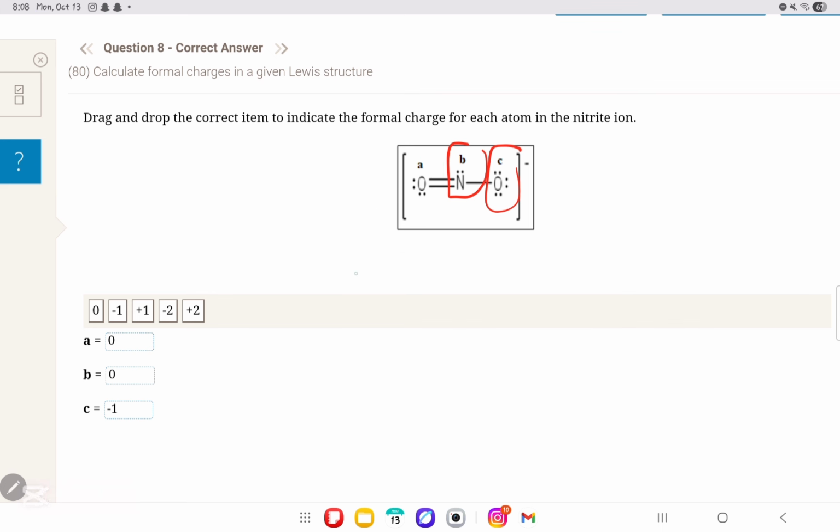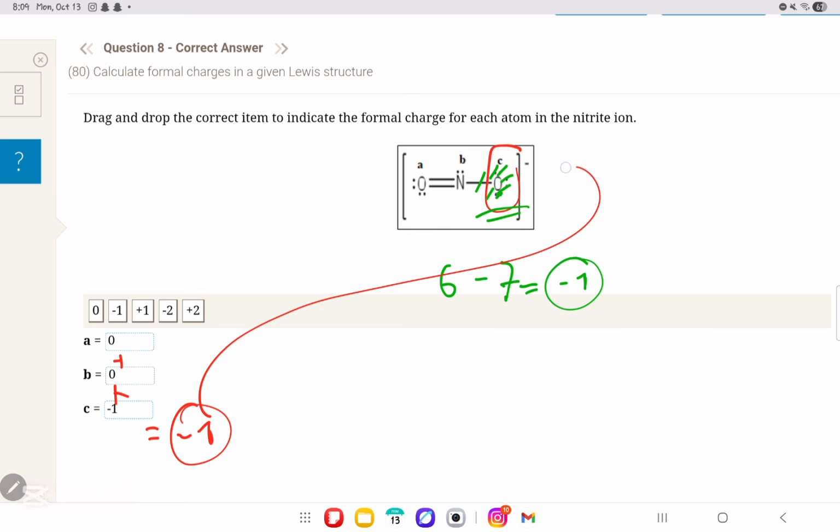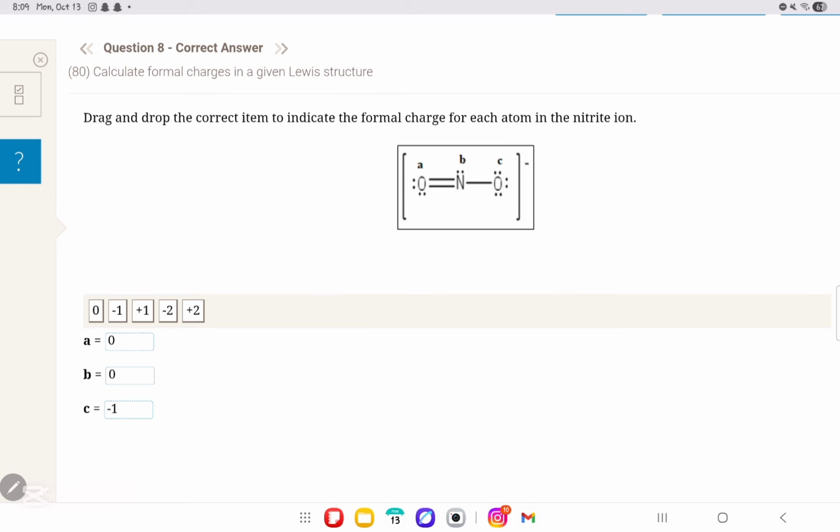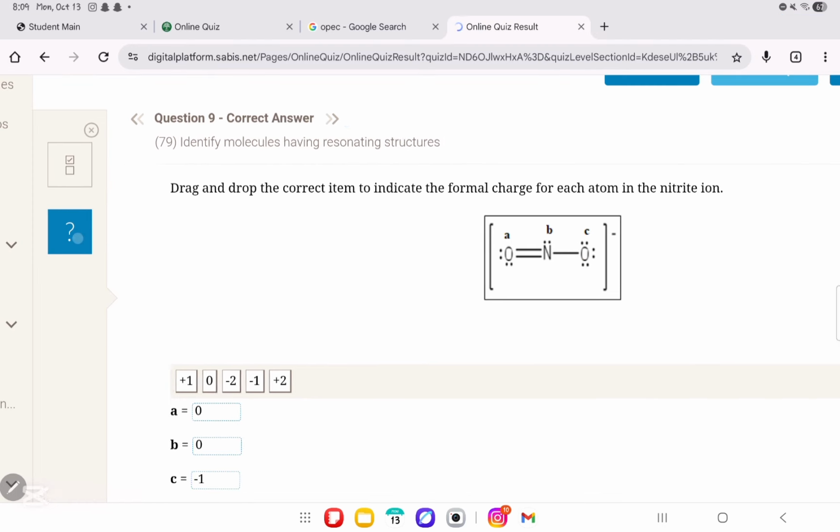B, which is N. N is group 5 minus 1, 2, 3, 4, 5. 5 minus 5, that's also 0. So we'll get rid of this. Now, last but not least, we have C. Oxygen is in group 6, right? Minus, now we count how many surrounding electrons there are: 1, 2, 3, 4, 5, 6, and 7. So 6 minus 7 gives us minus 1. How do we check? We add all of the formal charges. So 0 plus minus 1 gives us minus 1. And this is supposed to be the total charge of the compound. Perfect. We'll move on to question number 9.